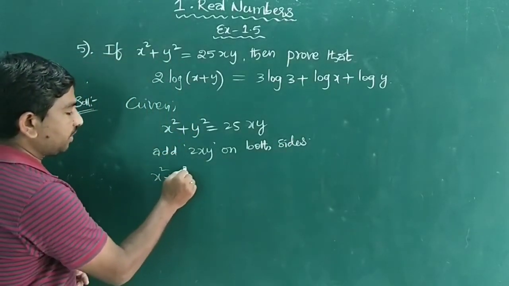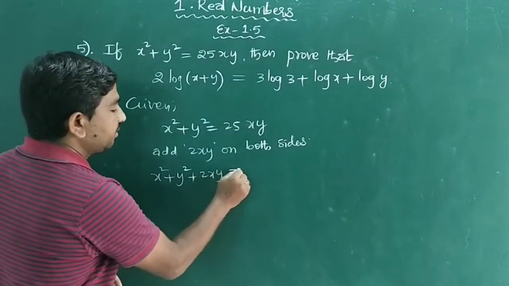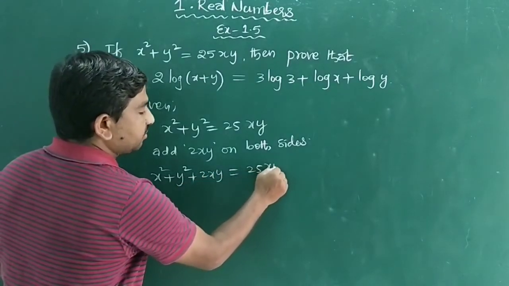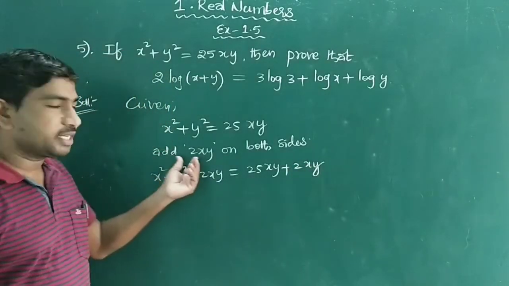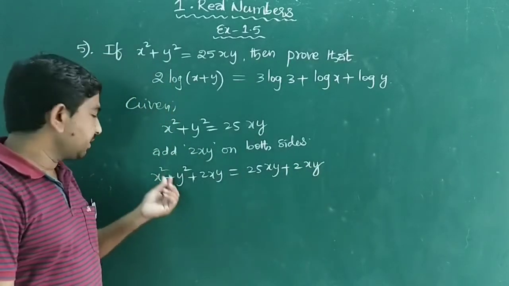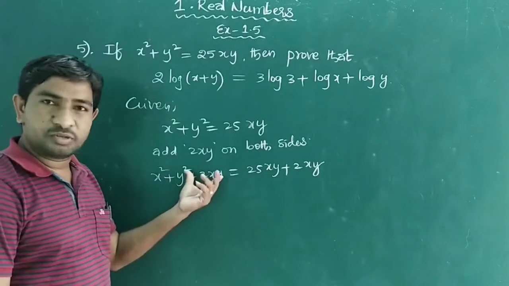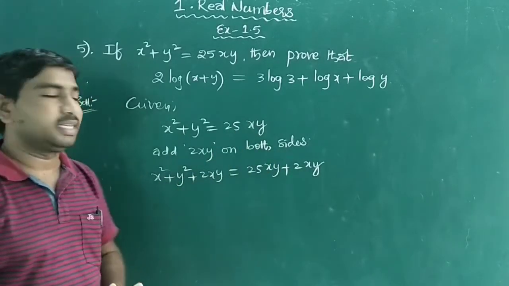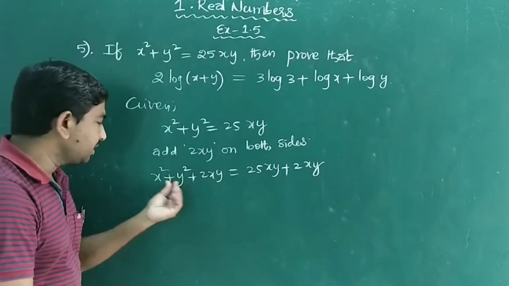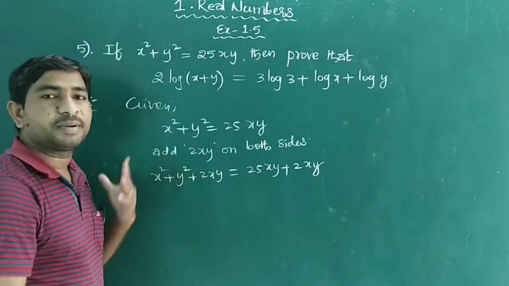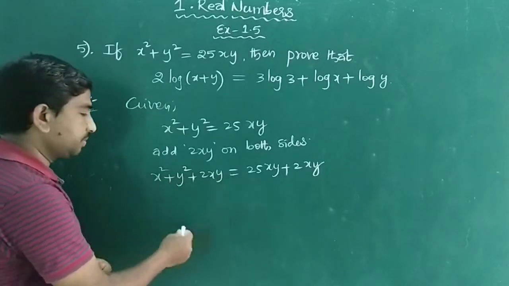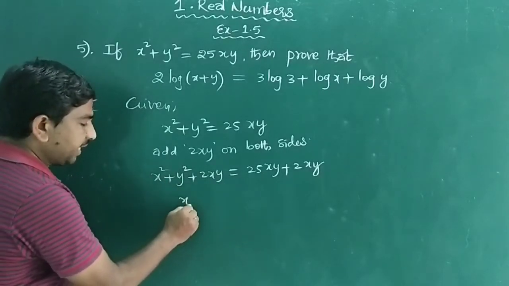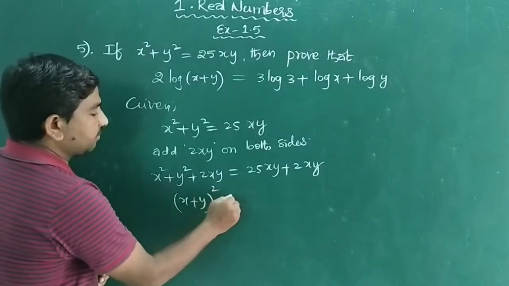x square plus y square plus 2xy is equal to 25xy plus 2xy. Now if you observe this, it is in the form of a square plus b square plus 2ab. So it is a perfect square, and we can write it as (x plus y) whole square.